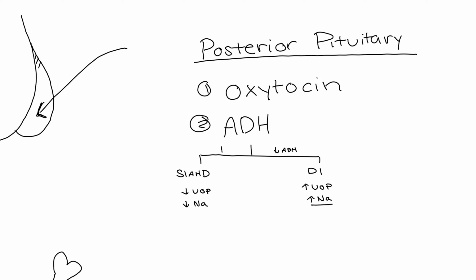And on the other side, if you have a very high ADH secretion that's abnormal, you're going to have a really, really low urine output, and that dilution is going to cause your sodium to be low. So that can be an issue because your sodium needs to be maintained at 135 to 145 in order to be healthy.